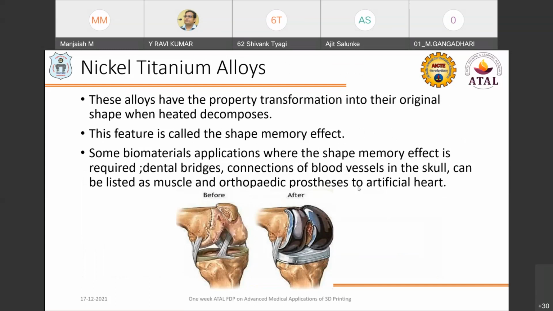That is why for stents or implants, such as knee implants, we need shape memory properties, or phase changing properties. That is where shape memory plays a major role in particular biomedical applications. Even in some biomaterials applications where the shape memory effect is required, there are dental bridges, dental wires to adjust the teeth, the connection of blood vessels in the skull, and even muscle or orthopedic processes up to the artificial heart. In such cases, when the patient has a problem with a knee implant, knee failure, or fractured knee parts, they can be replaced with metal implants manufactured with this alloy manufacturing process.